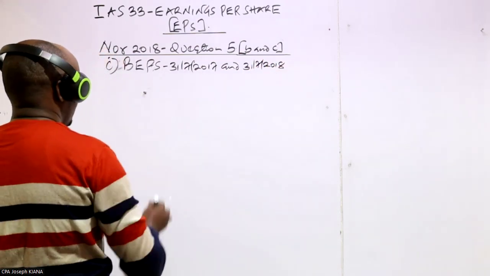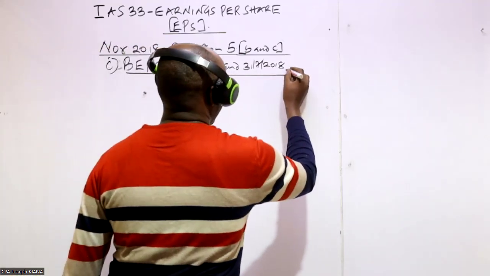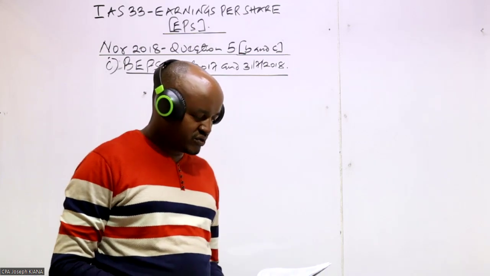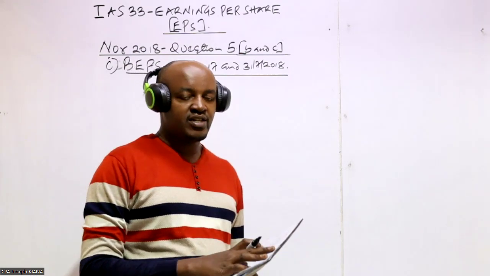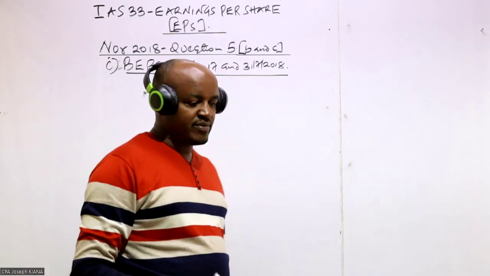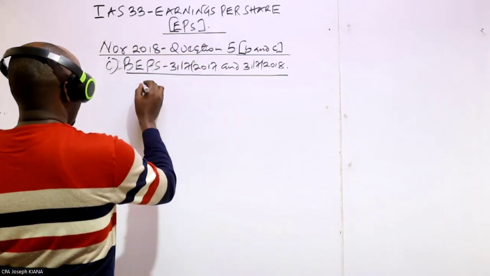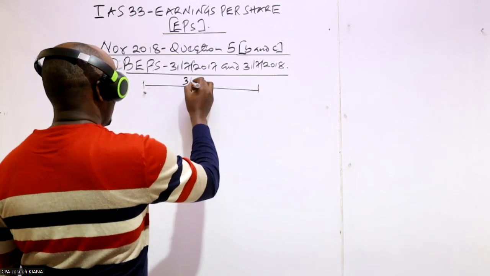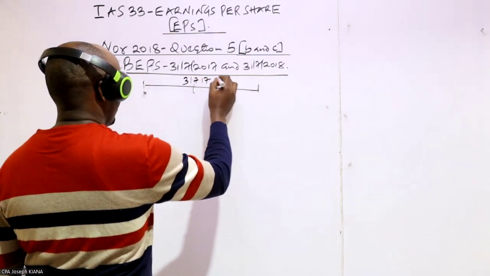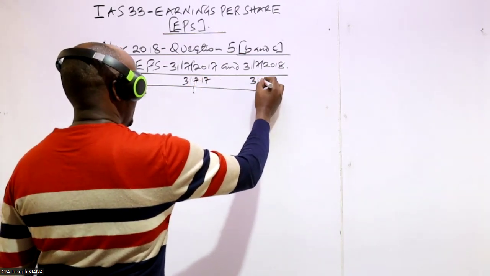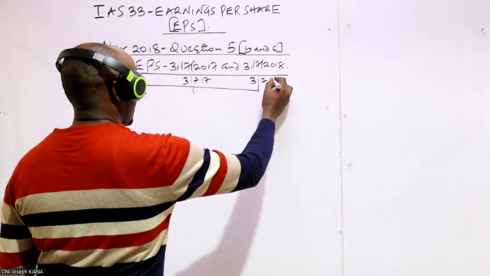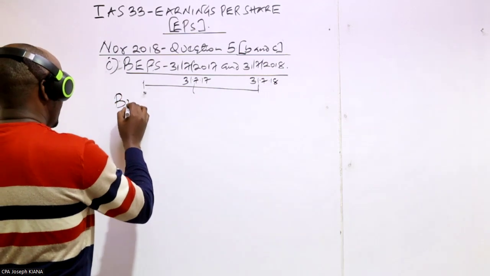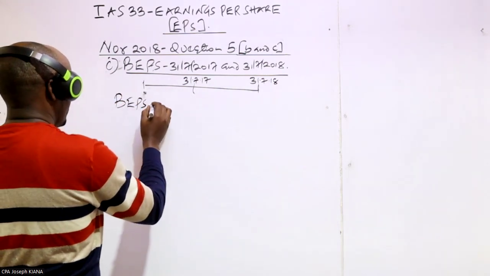So automatically we're going to start by computing the earnings per share for the first year. It is important first of all to note that we're given information for 2 years. The first year ended on 31st of July 2017, and the second year ended 31st of July 2018. So let's start by computing the basic earnings per share for the first year.